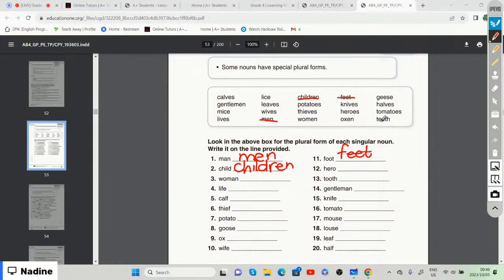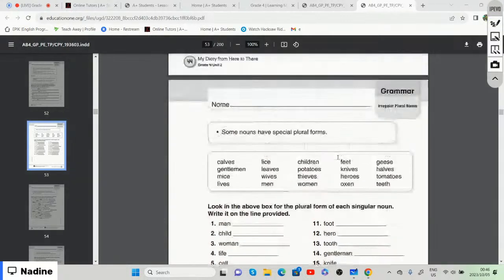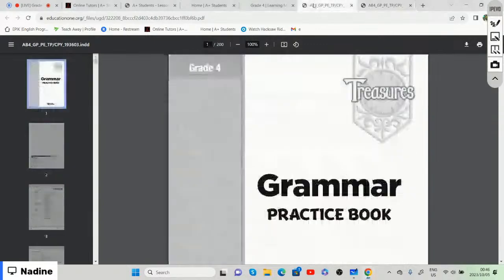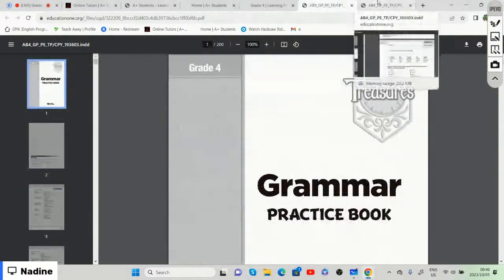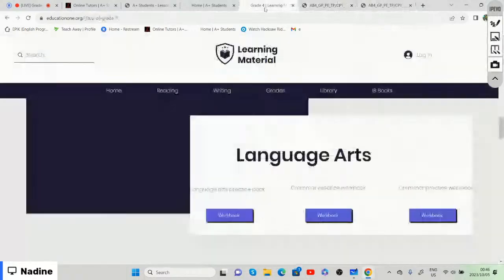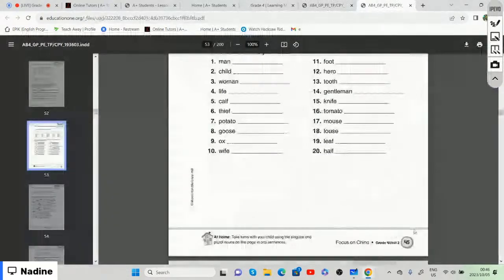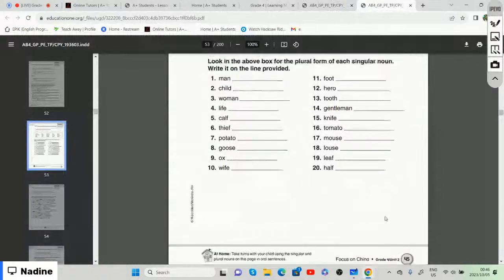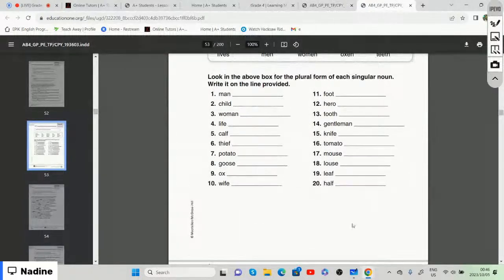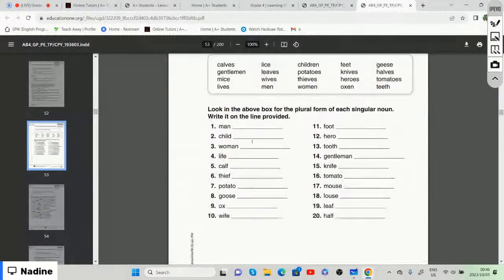So you can do this activity on your own. This is in the grammar practice book, on aplusclasses.ca under learning materials, on page 45. Then you can complete the rest of the words, where you're going to choose the correct plural form from the box and write it next to its singular noun.